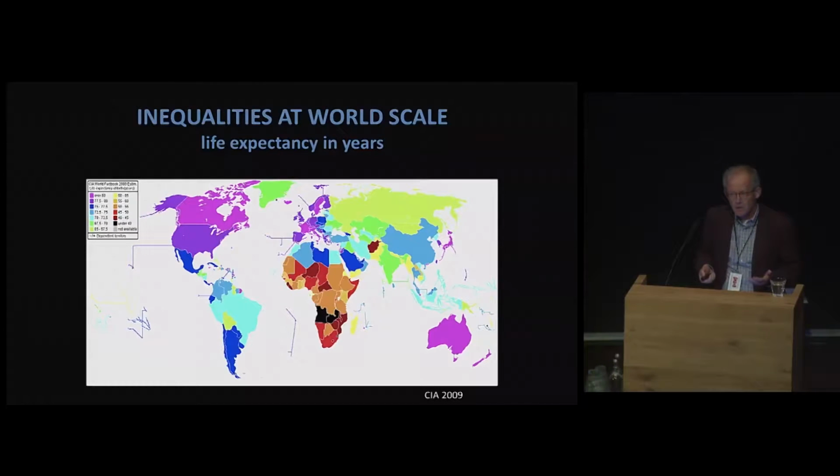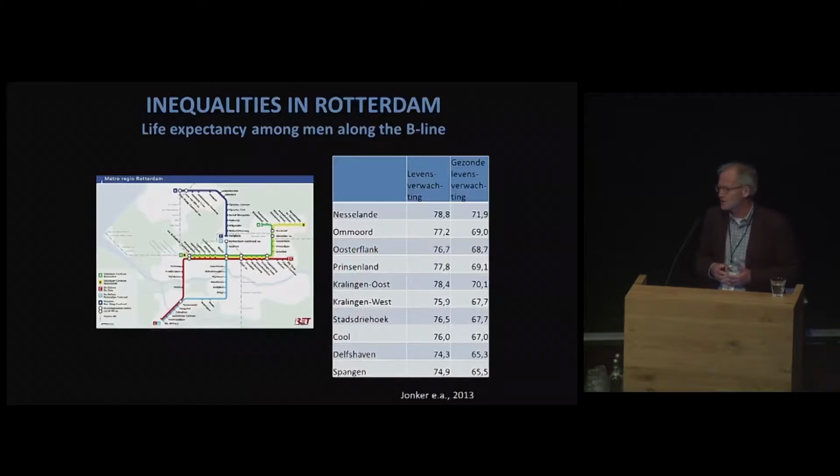And as I said, these inequalities are present at many different scales. They're also present in the city in which I live and work, in Rotterdam. What you see here is a map of the metro system of Rotterdam, and on the right-hand side, the life expectancy at birth of the neighborhoods that are crossed by the B line of the underground. And when you travel from one station to the other, you can experience a drop in life expectancy, or to put it in better words, you travel through neighborhoods with very different life expectancies at birth. Along the B line, the richest neighborhood is this one, Kralingen-Oost, which has a life expectancy at birth of 78 years. And when you travel on towards Kool and Delfshaven, life expectancy at birth drops by 4 years.